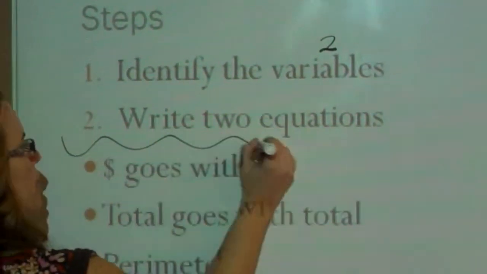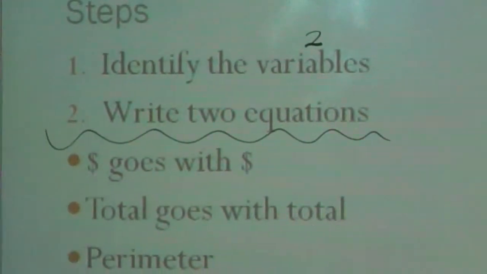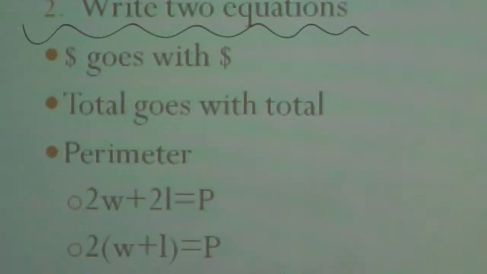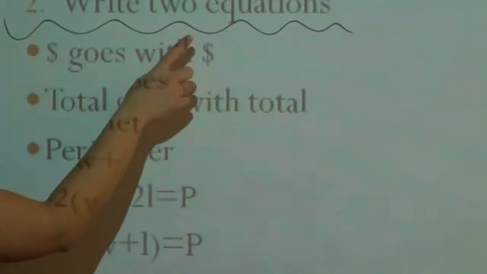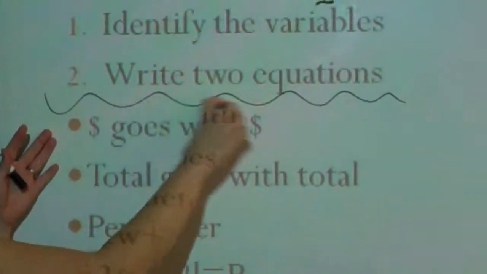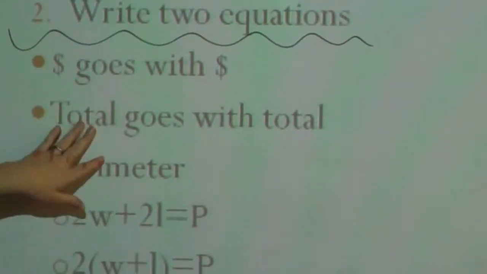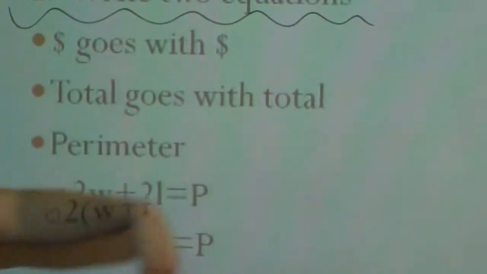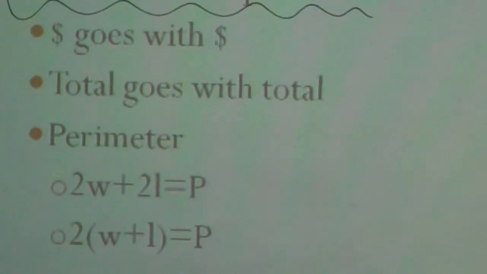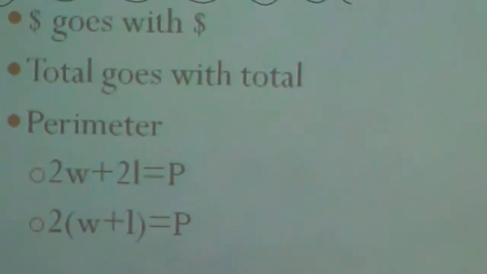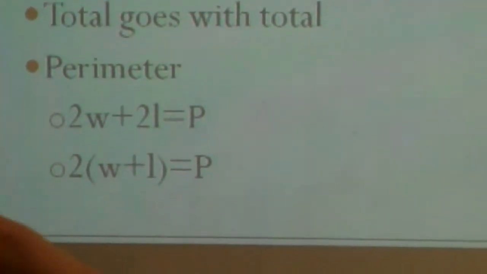Underneath here is some important information that will help you out. If you are given a word problem with money, make sure that all the money goes with the money, that they're in the exact same equation, not mixed up in the different equations. Also, the total goes with the total. So if you're adding tickets or coins, all that total information goes in one equation.